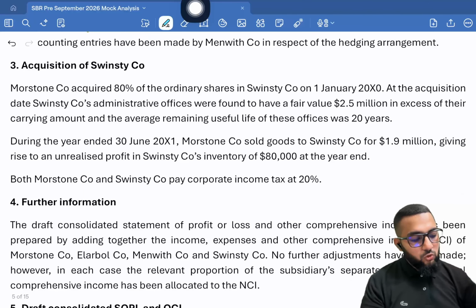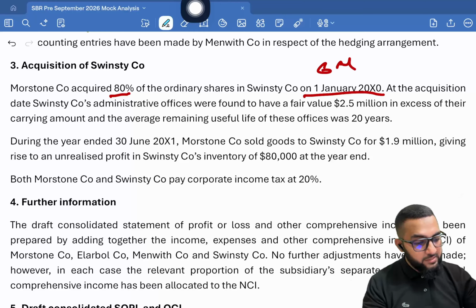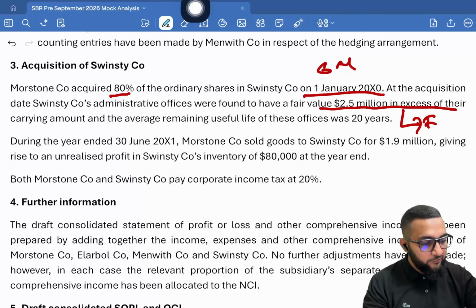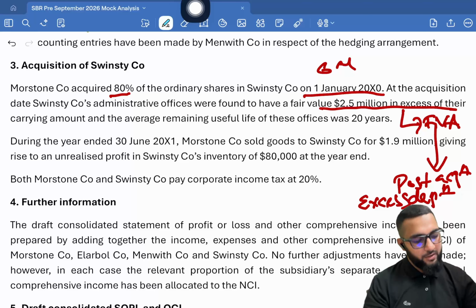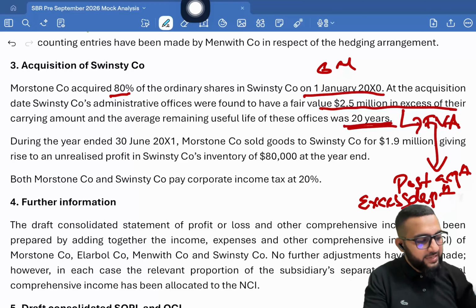Acquisition of Swinstico. Morstone Co. acquired 80% of the ordinary shares in Swinstico on 1st January, 6 months into the year. At the acquisition date, Swinstico's administrative offices were found to have a fair value of 2.5 million in excess of their carrying amount. There is a 2.5 million fair value adjustment, and since it is administrative offices, there is going to be post-acquisition excess depreciation. They've given a 20-year useful life, so 2.5 million divided by 20, for the 6 months, is going to be the excess depreciation.